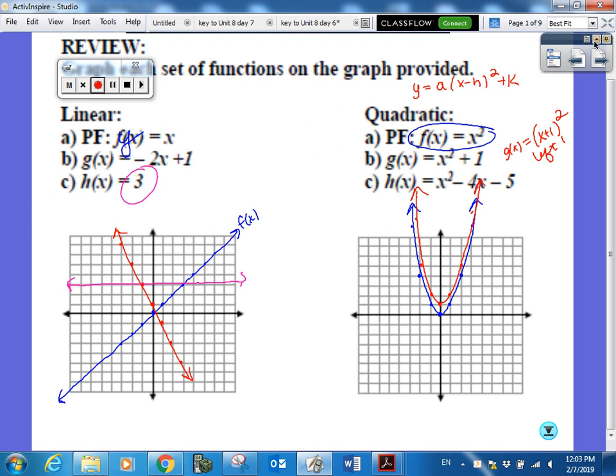You could find the vertex, negative b over 2a. That's what I would do first, find the vertex. The vertex is x equals negative b, so plus 4, over 2 times a. So 4 over 2, that means our x value is 2. And then to find our y value, 2 squared is 4, minus 8, minus 5. So negative 4 minus 5, we get negative 9. So 2, negative 9.